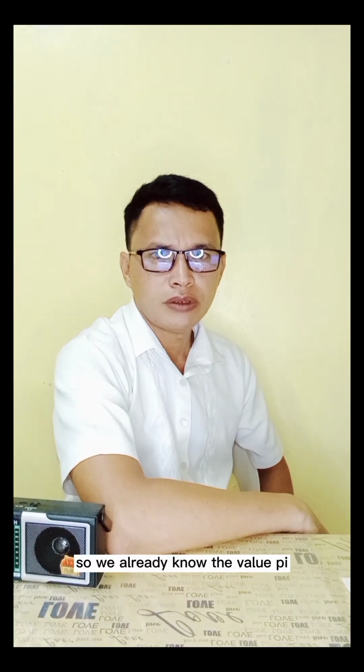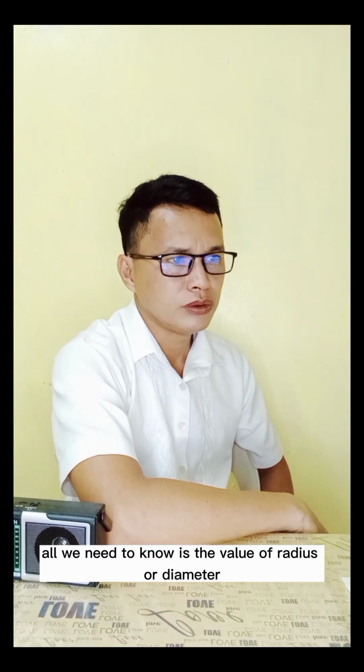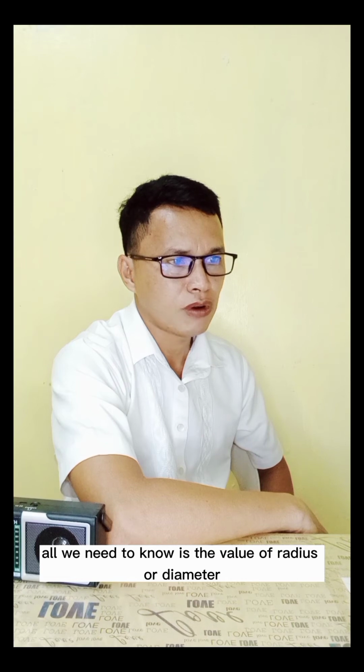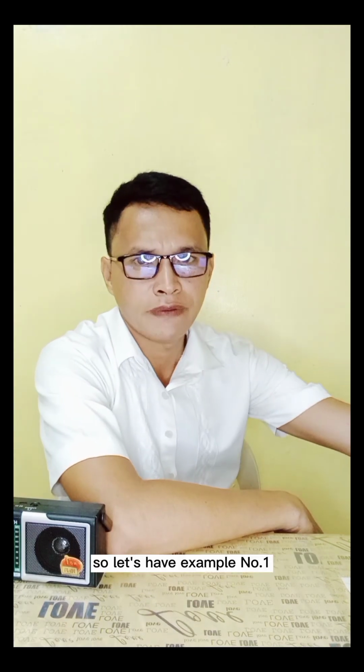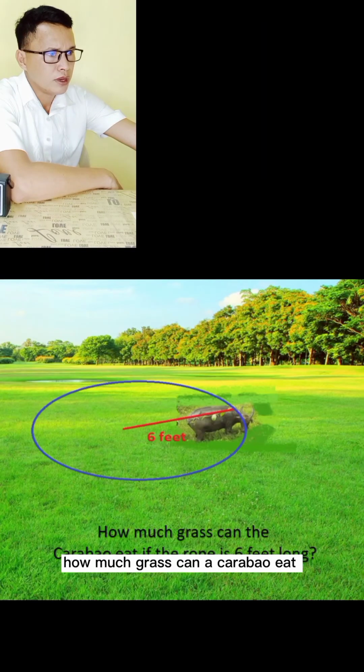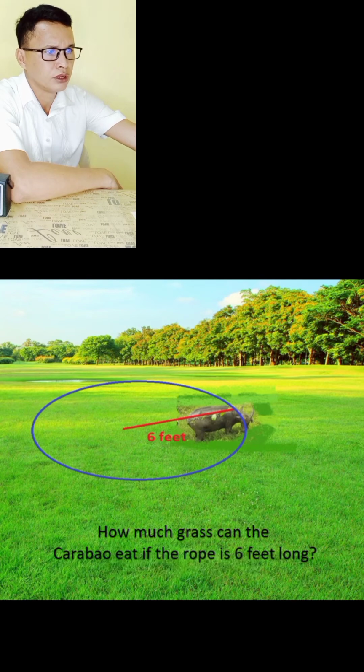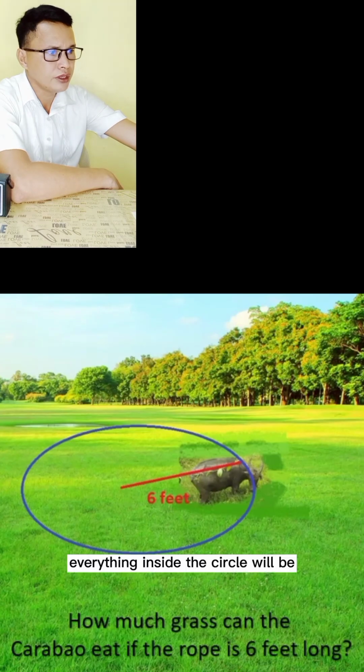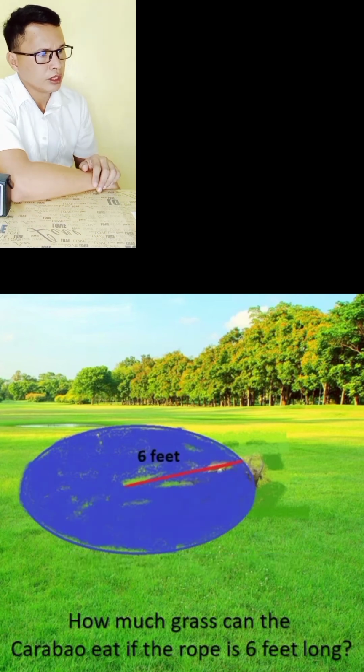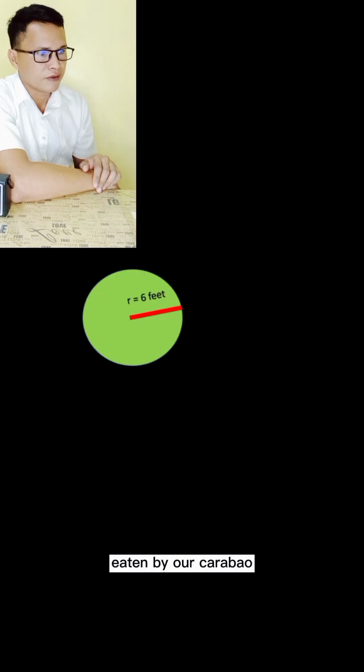So we already know the value of pi. All we need to know is the value of radius or diameter. So let's have example number 1. How much grass can the carabao eat if the rope is 6 feet long? Remember the area, everything inside the circle will be eaten by our carabao.